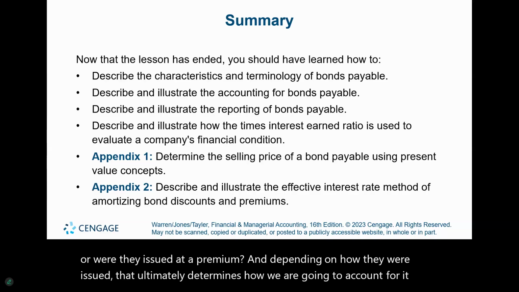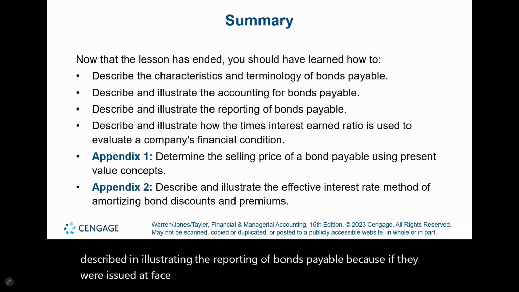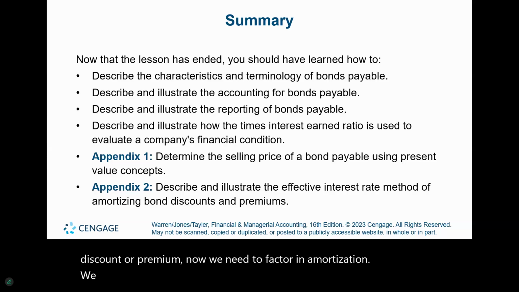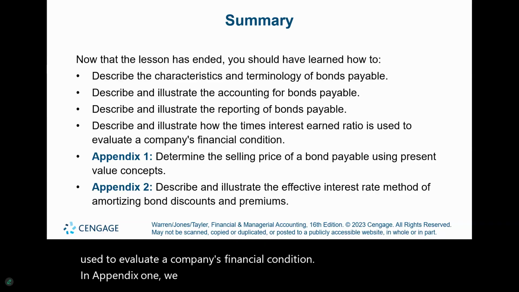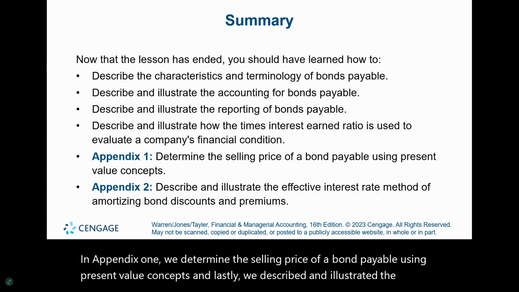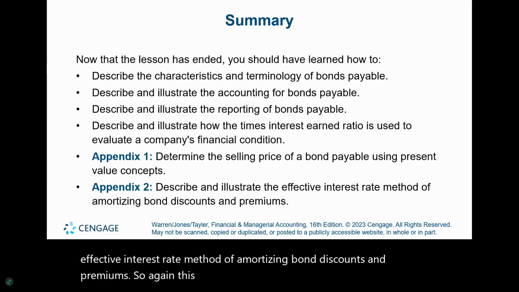We described and illustrated the reporting of bonds payable, because if they were issued at face amount, it's straightforward. But if they were issued at a discount or a premium, now we need to factor in amortization. We also described and illustrated how the times interest earned ratio is used to evaluate a company's financial condition. In Appendix 1, we determined the selling price of a bond payable using present value concepts. And lastly, we described and illustrated the effective interest rate method of amortizing bond discounts and premiums. So again, this brings us to the end of Chapter 11, Liabilities, Bonds Payable.